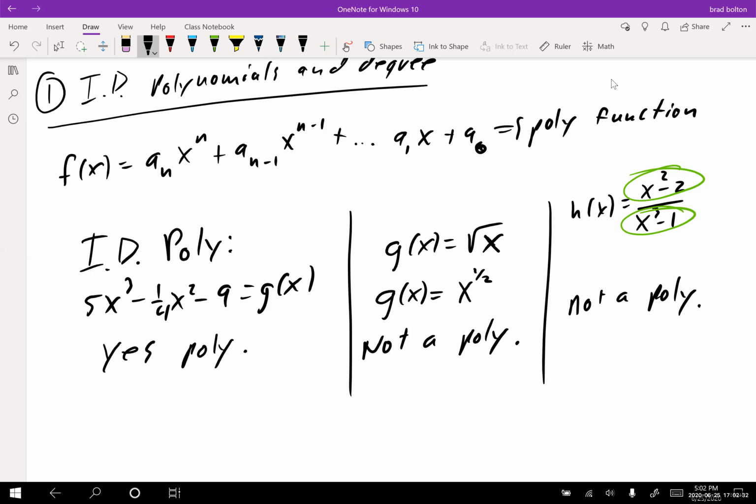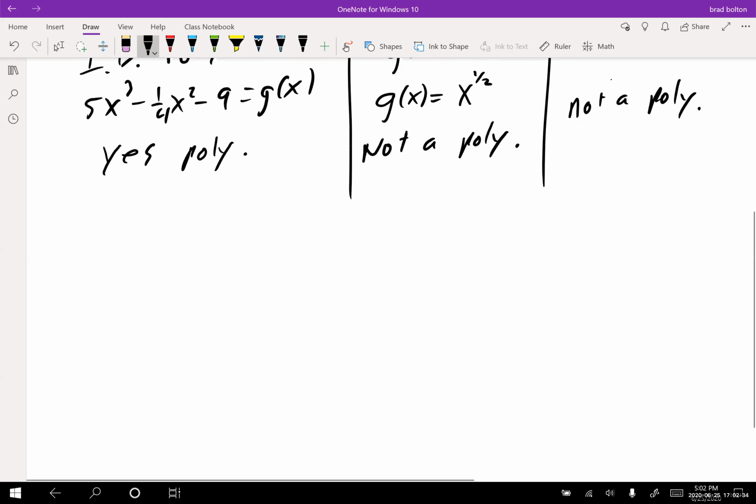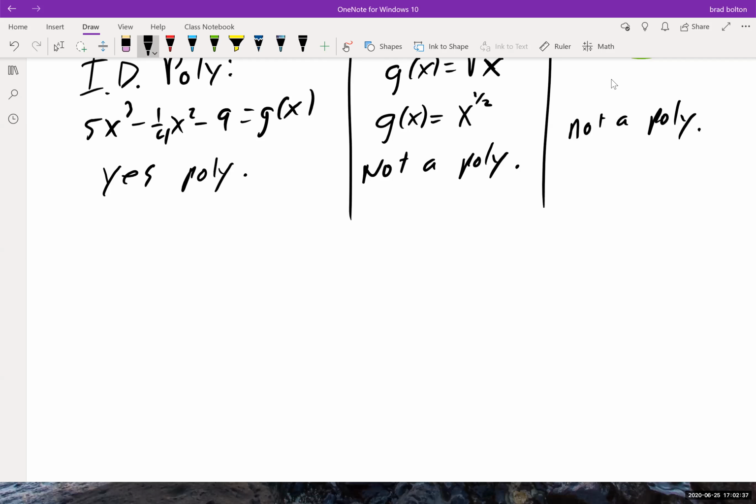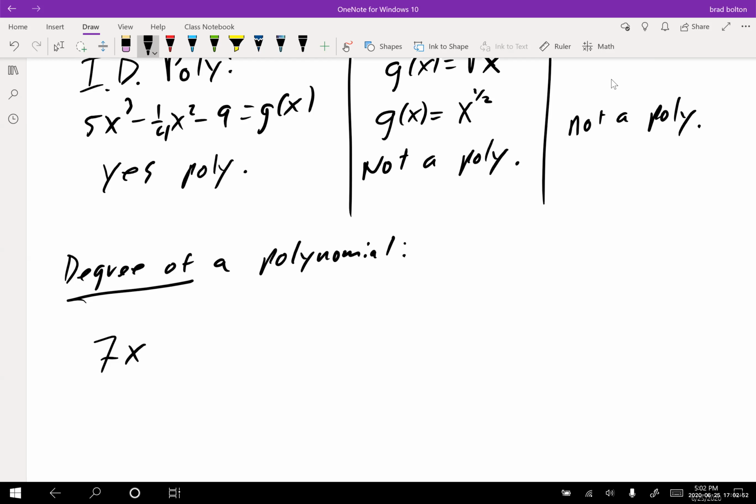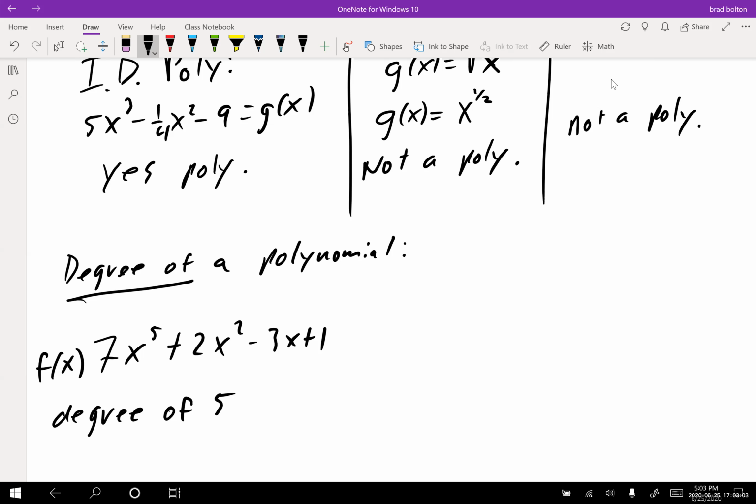This one, let's look here. Let's say I want to find the degree of a polynomial. So the degree of a polynomial is found in this fashion. Let's say that we have 7x to the 5th plus 2x squared minus 3x plus 1. And let's say that this is f of x. Then f of x has a degree of 5.